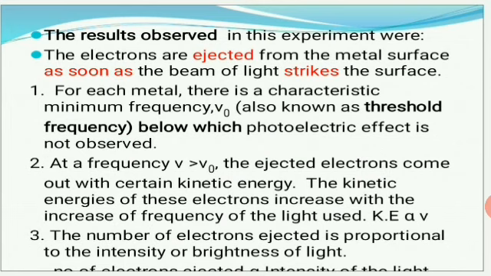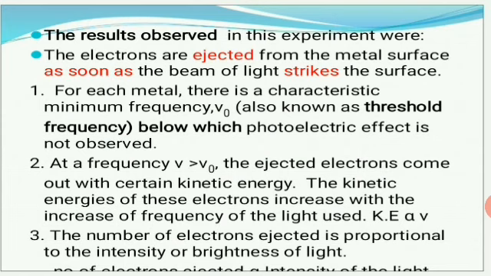He observed certain important things with this experiment. The electrons are ejected from the metal surface as soon as the beam of light strikes the surface; that is, there is no time lag between the striking of the light beam and the ejection of the electrons. Second, for each metal, a certain minimum frequency of light is needed to eject the electron, and that minimum frequency is known as the threshold frequency. Below this threshold frequency, whatever the intensity of the light, the electrons will never be ejected.